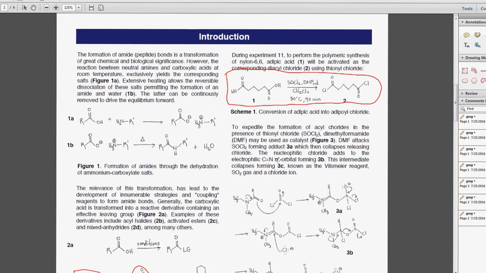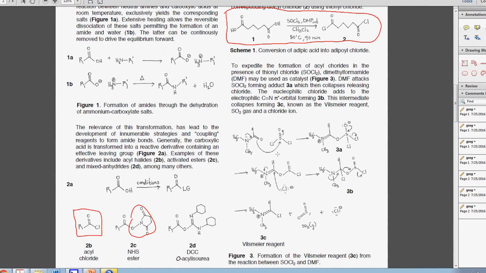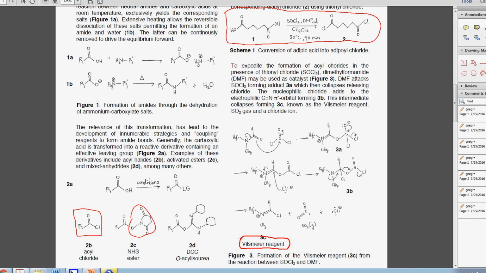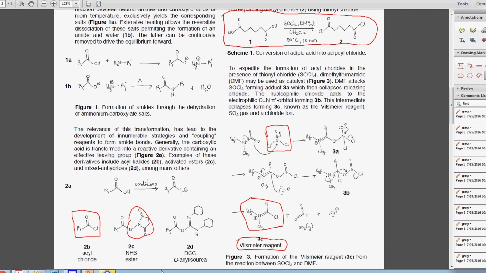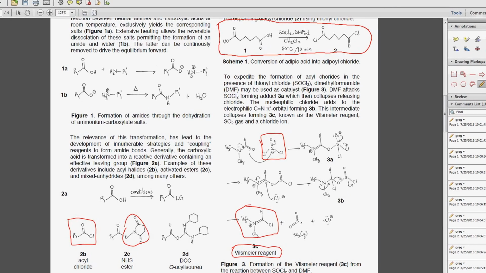The use of DMF allows us to make in situ something called the Vilsmeier reagent. I'm not going to go into depth on what the Vilsmeier reagent is, but suffice it to say that thionyl chloride is a strong chlorinating agent on its own, so this can effectively make acid chlorides. The Vilsmeier reagent can make acid chlorides even more efficiently than thionyl chloride.